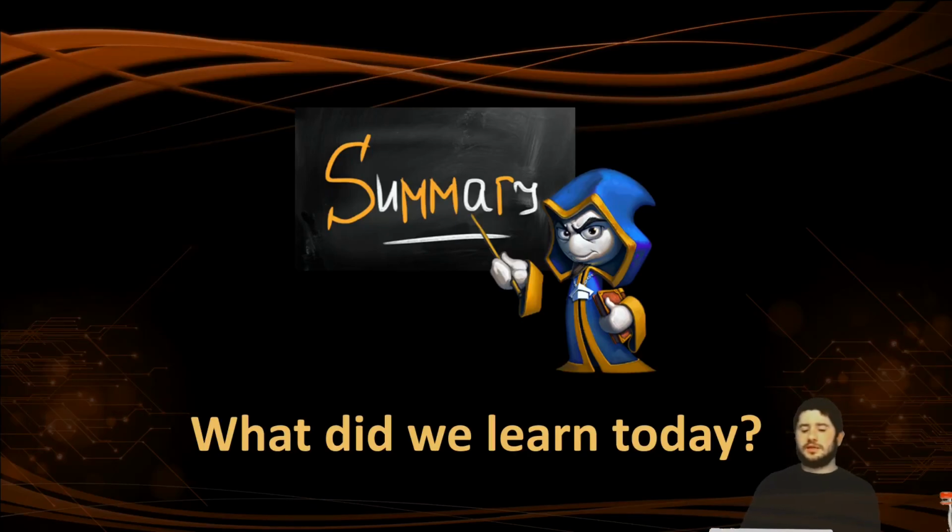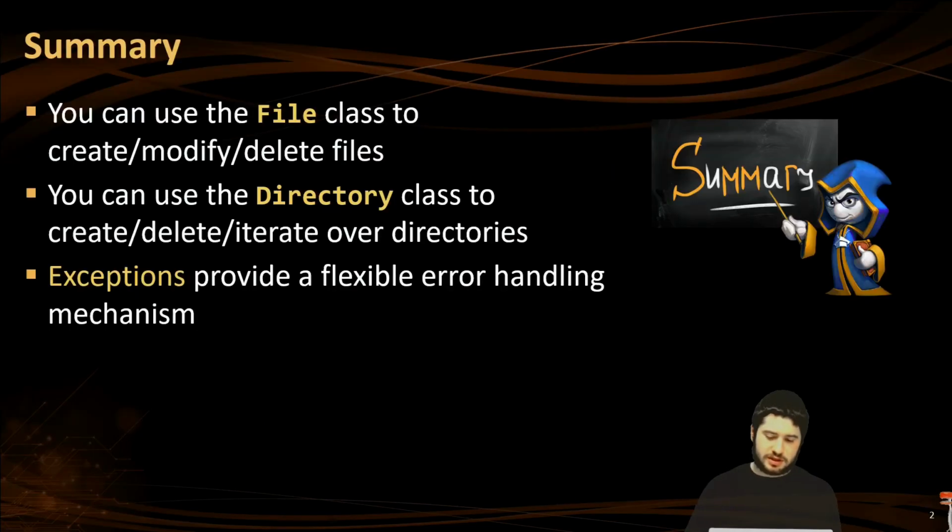So now it's time for our summary. We just completed the files, directories, and exceptions lecture. What we learned today was how to use the File class to create, modify, and delete files. We used the FileInfo class in order to inspect some metadata of a file. We saw the Directory class with which we can inspect directories and manipulate them in some way. And finally, we talked about exceptions, where we learned how to raise exceptions with the throw keyword and how to handle them with try, catch, and finally.